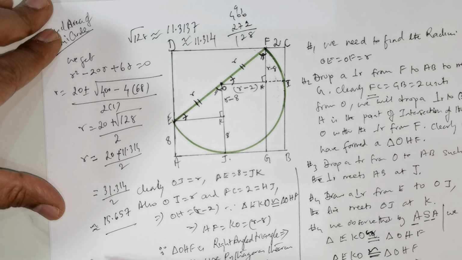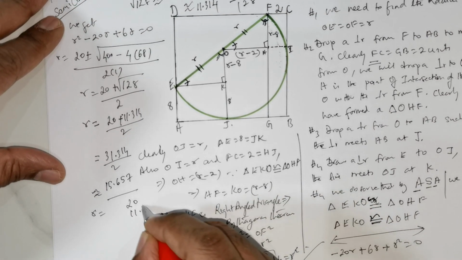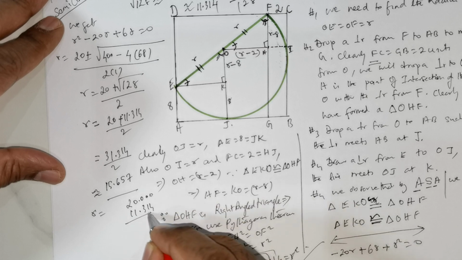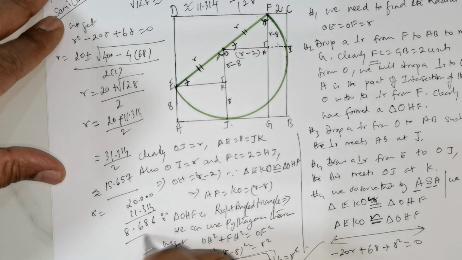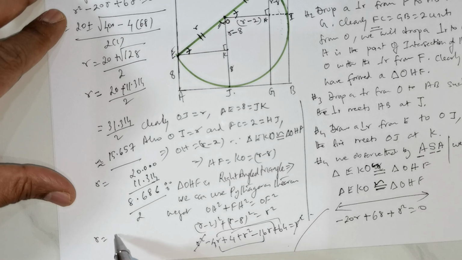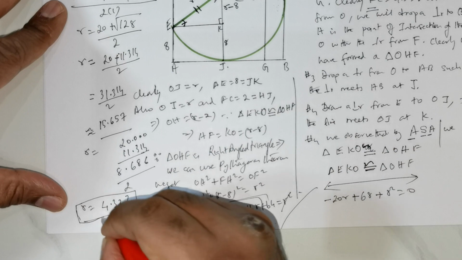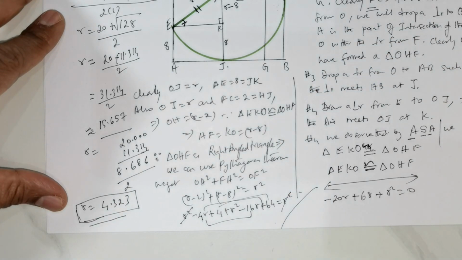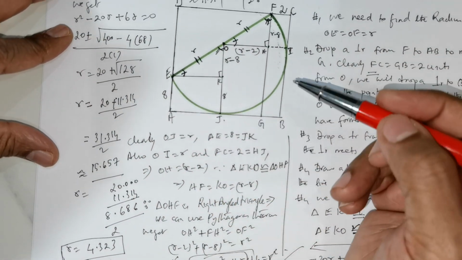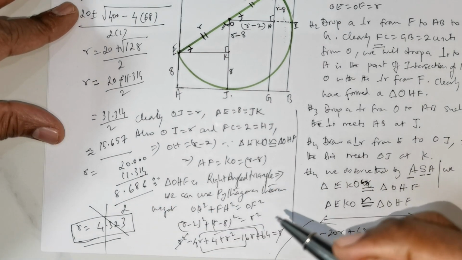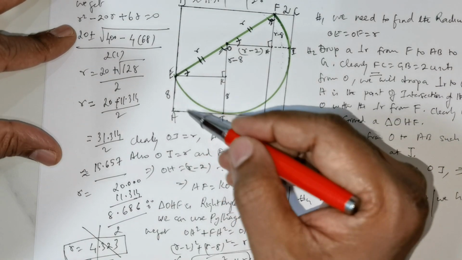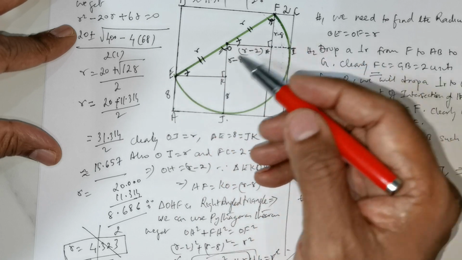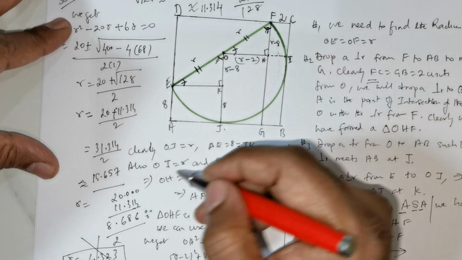Now let me see the other value. So R is equal to, from 20 I subtract 11.314, and I get 8.686. So I divide by 2, and R is 4.343. So this is the value of R I am getting. Now clearly this is not going to happen, so I drop this, right? Because with one part being 8 units, we are not going to get a semicircle which is going to be hitting these ends. That's not going to happen. So this is the correct value.